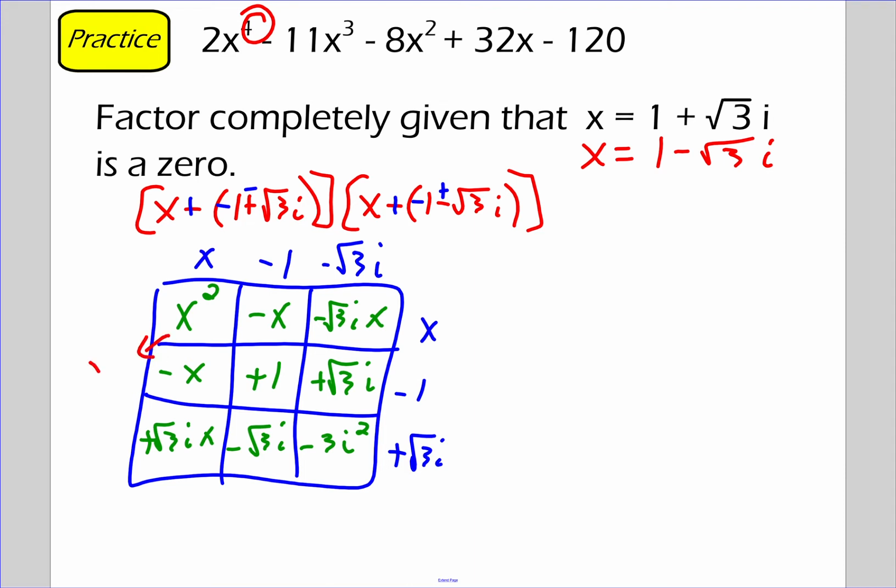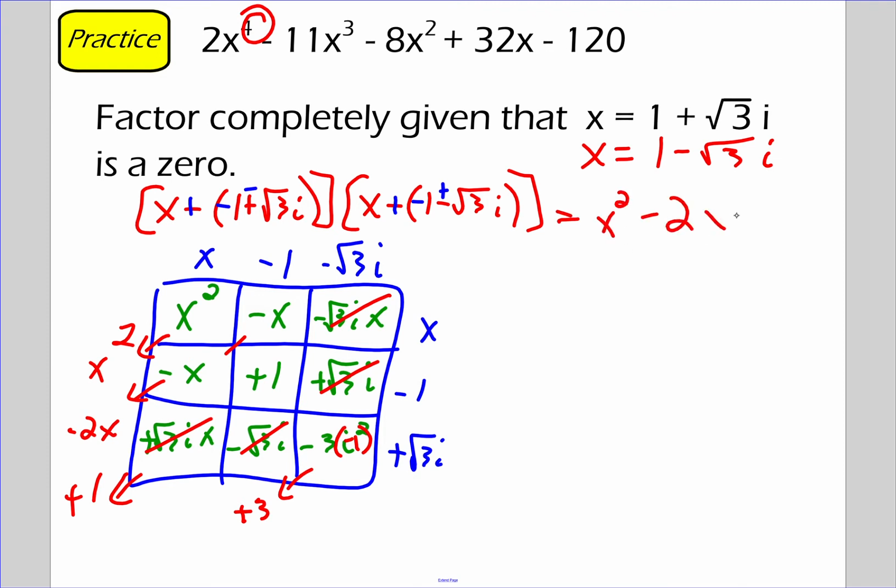Well, the x squared is x squared. The negative x and the negative x make negative 2x. The square root of 3ix and the positive square root of 3ix cancel, and we're just left with positive 1 here. Positive square root of 3i and negative square root of 3i cancel. And then i squared, that's negative 1. Negative 3 times negative 1 is positive 3. And when we add these up, we get x squared minus 2x plus 4. So there's our quadratic that represents these two complex roots.